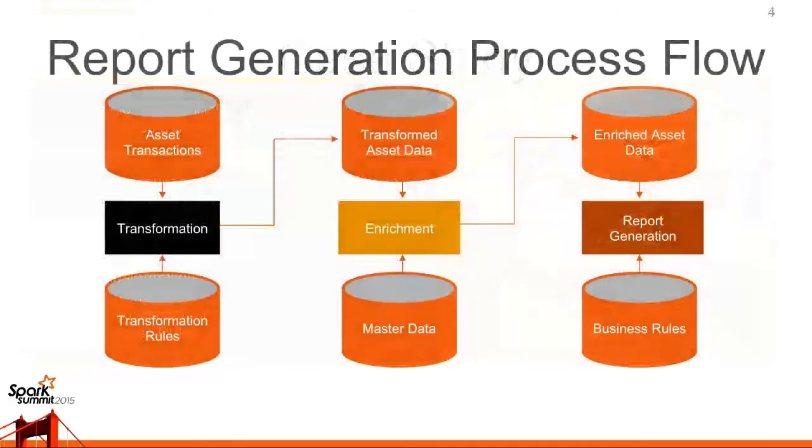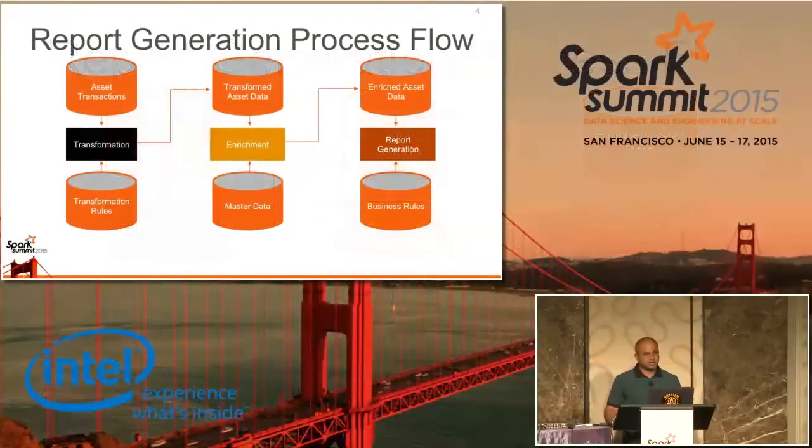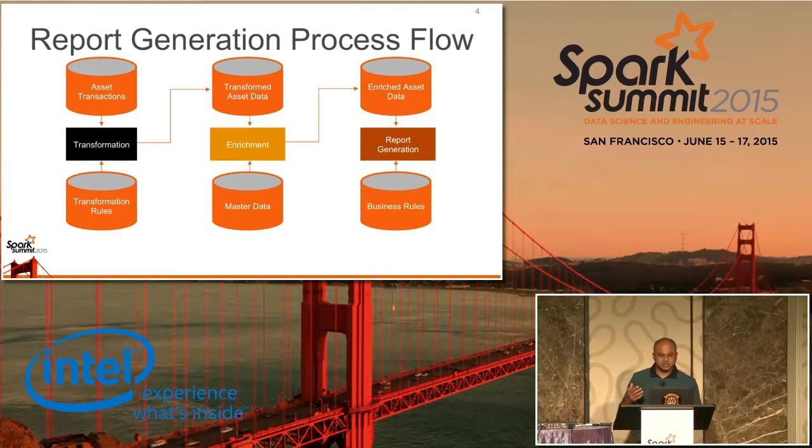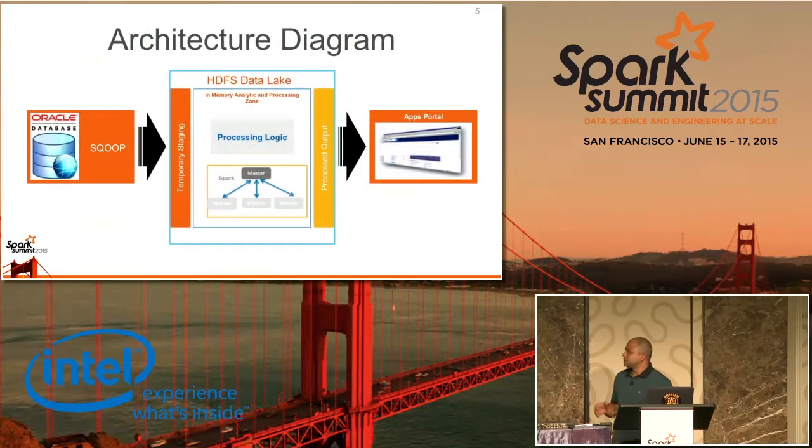So this is a process flow diagram. You have this asset trade coming in continuously. You apply some transformation based on the transformation rules that you have. Once you have the transformed data, you do some enrichment. What I mean by enrichment is that you have a master data and you join it with the trading logs that you receive. You create a new set of data, and then you apply business rules on top of that. You do deduplication of the data, and finally you have an end report that needs to be sent out to the customer.